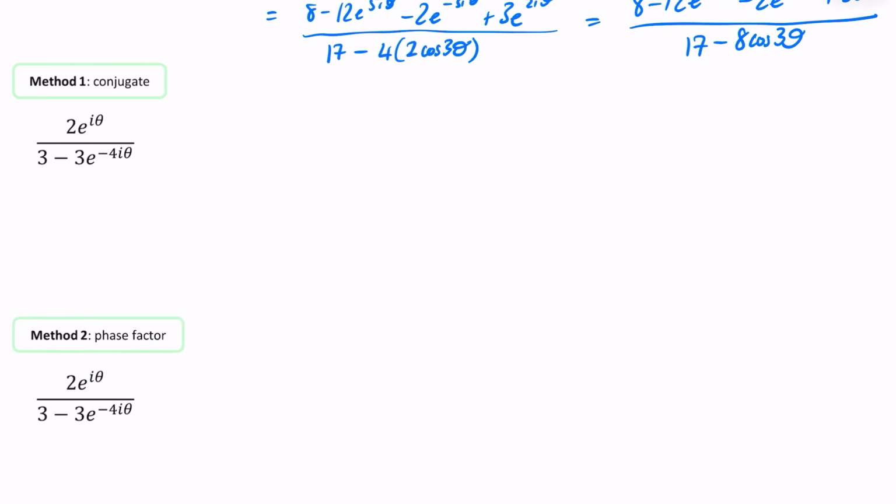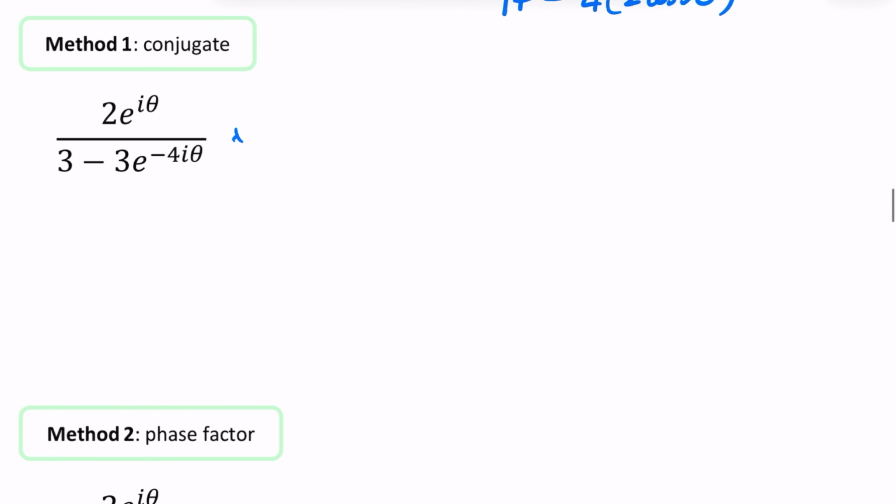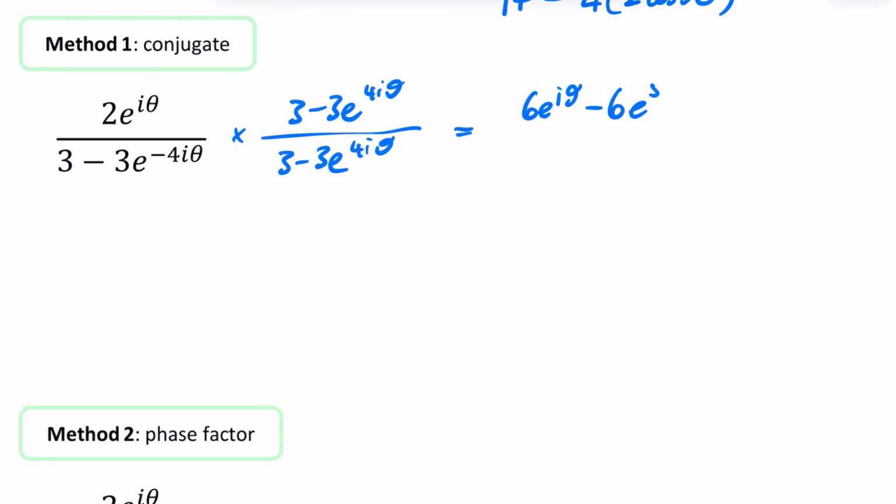The conjugate is going to give us something that's kind of similar to this one. I'll show you what happens when we do the phase factor with this as well. So to multiply by the conjugate, it is going to be the exact same expression, but with the power negated. So that's going to be e to the 4i theta, and this is going to be a 3 minus 3e to the 4i theta. So the numerator is nice and quick. It is going to be a 6e to the i theta minus a 6e to the 5i theta.